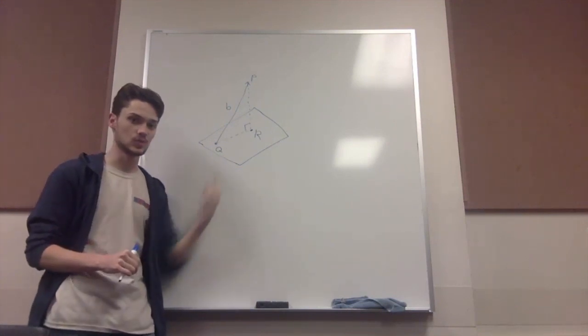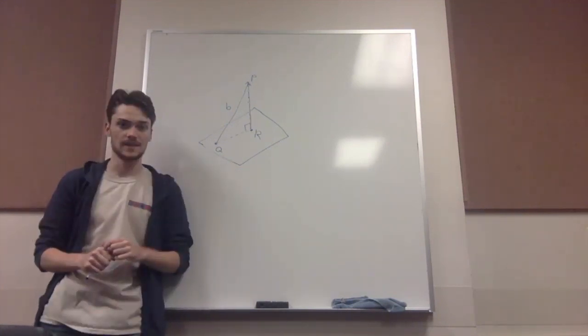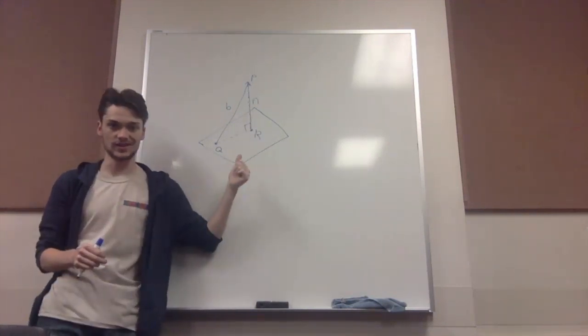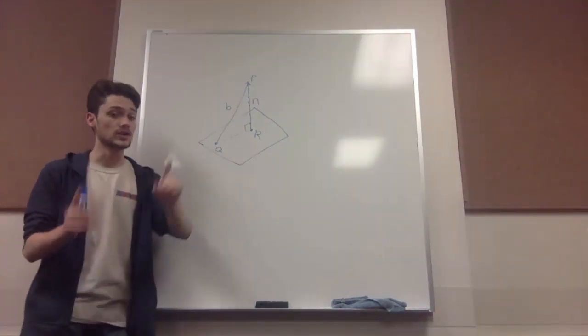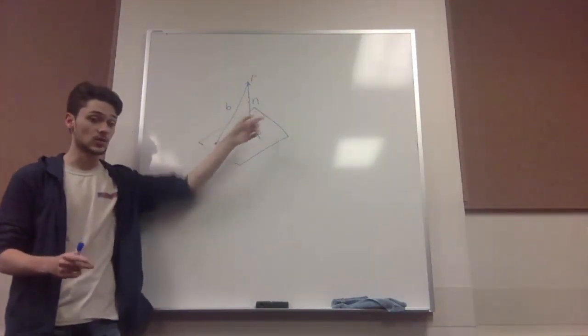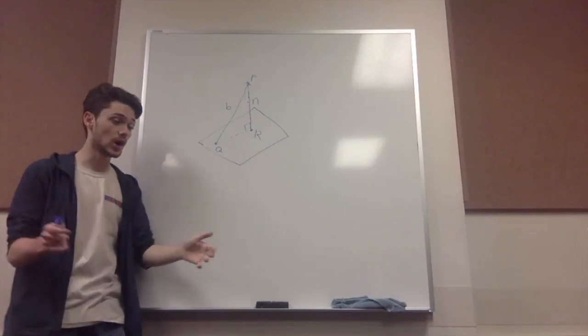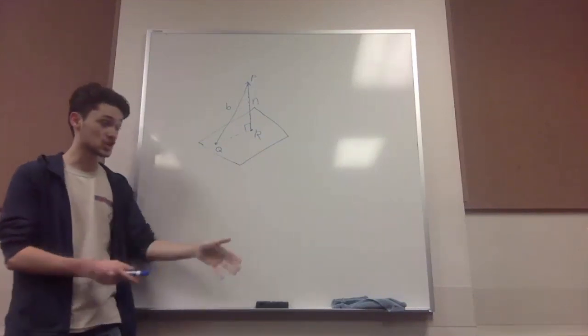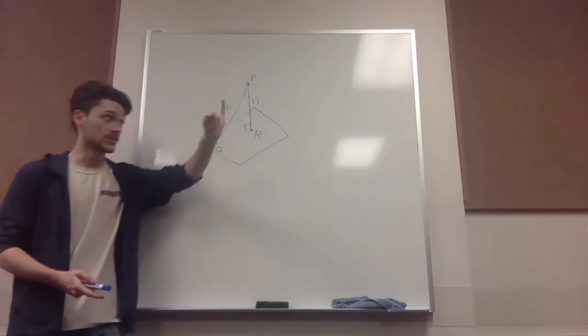We notice that these three points form a right triangle. We draw a vector from R to P. We'll call this vector N. Now here's the important thing. We notice that the magnitude of vector N, which is the thing that we're looking for in this problem, is going to be the scalar projection of the vector B onto the vector N.